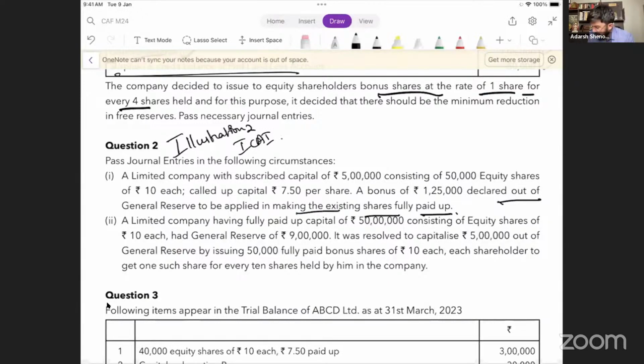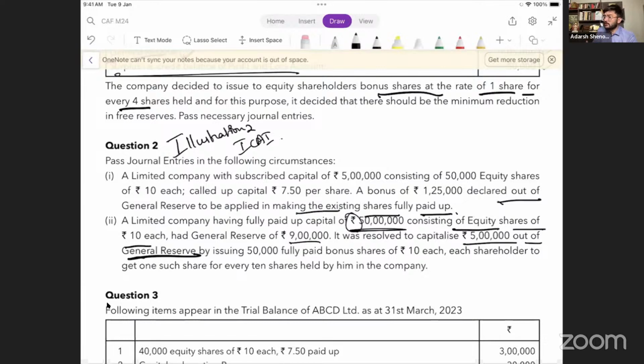Okay, now let's read it again. Let's interpret what they have given carefully. A limited company having fully paid up capital of 50 lakh, consisting of equity shares of rupees 10 each. So how many shares are outstanding? 50 lakhs divided by 10, 5 lakh shares are there. Had general reserve of 9 lakh. It was resolved to capitalize 5 lakh out of general reserve by issuing 50,000 fully paid shares.